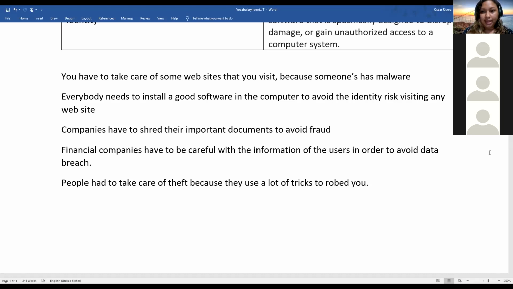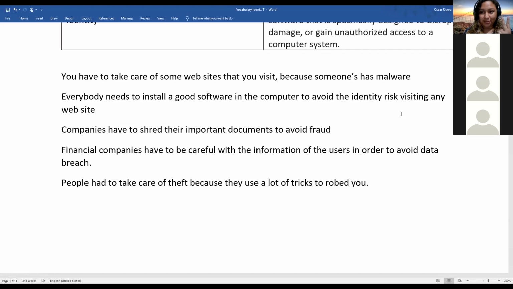I think you want to say evitar que les roben la identidad, ¿verdad? Yeah? Okay, so to avoid identity... ¿Cómo se llama el robo de la identidad en inglés? Identity. ¿Cómo decimos robo? We just checked it. Theft. Repeat it with me. Theft. Okay, so we're gonna say to avoid identity.